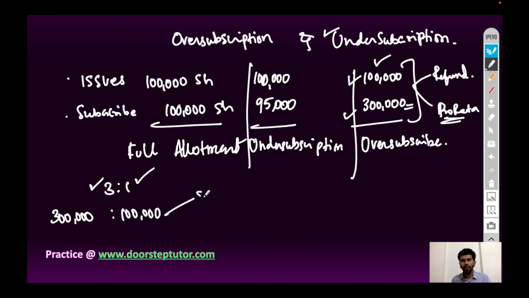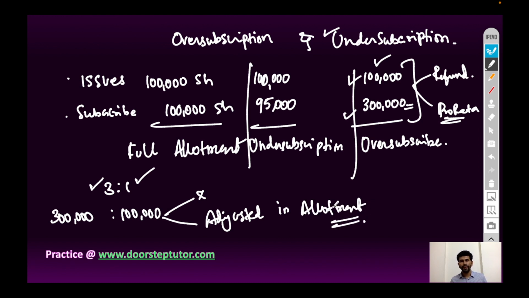In this case, no refund will be provided, but the excessive money on application of 2 lakh shares will be adjusted in allotment money. The application money on 2 lakh shares is excessively received by the company. So that money will be either refunded or adjusted into the next round of money, that is allotment money. So in this case, the journal entry will be different.